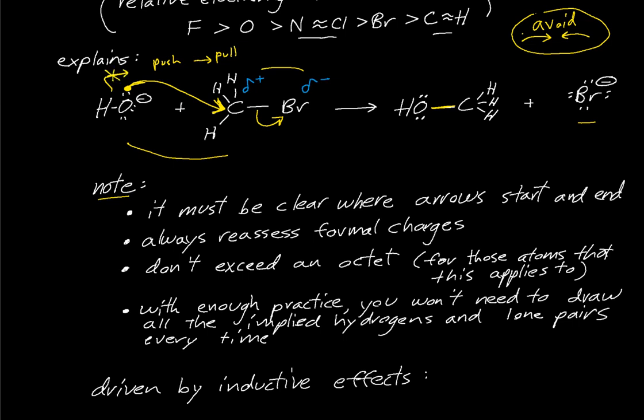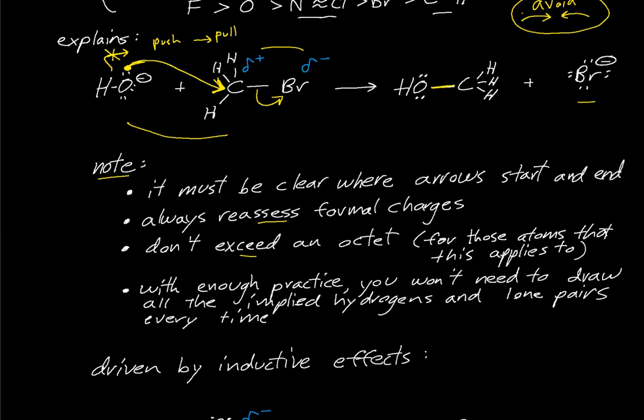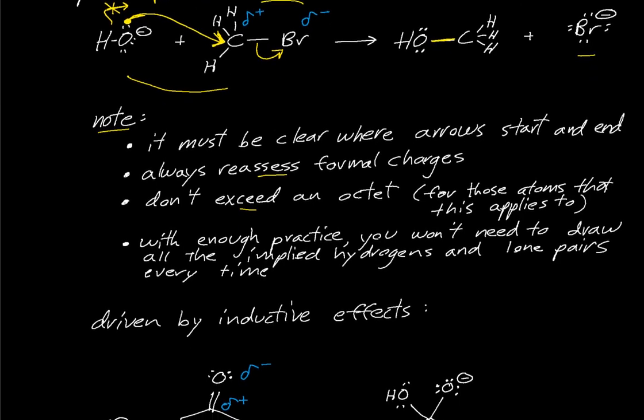So remember, you're just showing where the electrons are going to and coming from. Reassess formal charges throughout. Watch out for the octet rule for all the atoms that matters for. Eventually, with enough practice, you will save a lot of time by not having to draw all the implied lone pairs and atoms, like hydrogens especially.